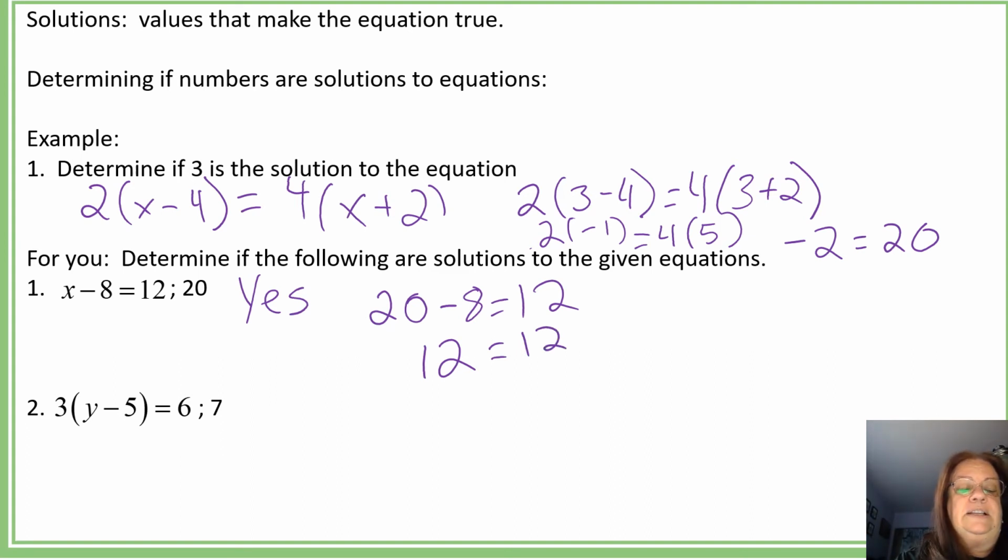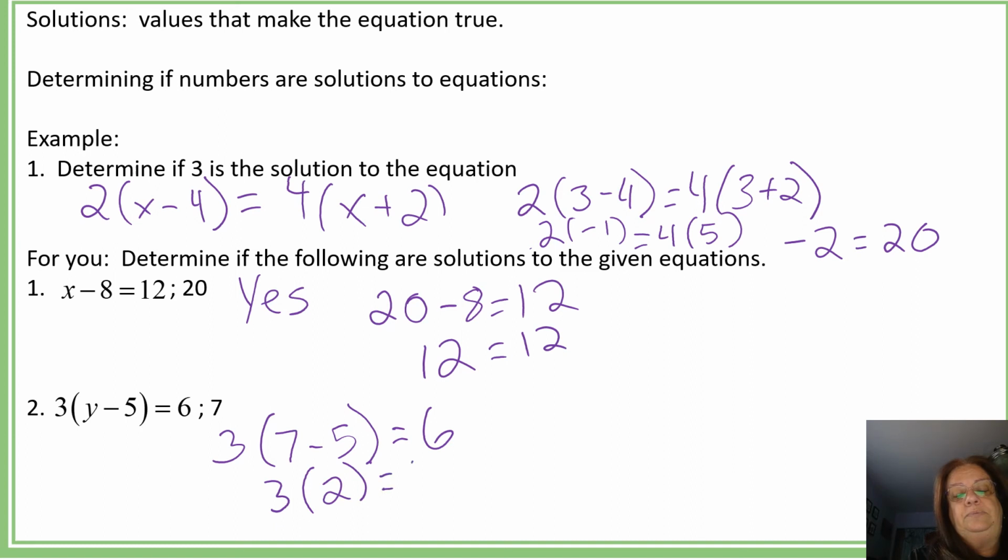Now we're going to the second one and plug in the 7. You're doing the work. Okay, so now we plug in our 7. 7 minus 5. We evaluate the parentheses, so that is 2. We do our multiplication. And sure enough, 6 is equal to 6. So the answer to this one is yes.